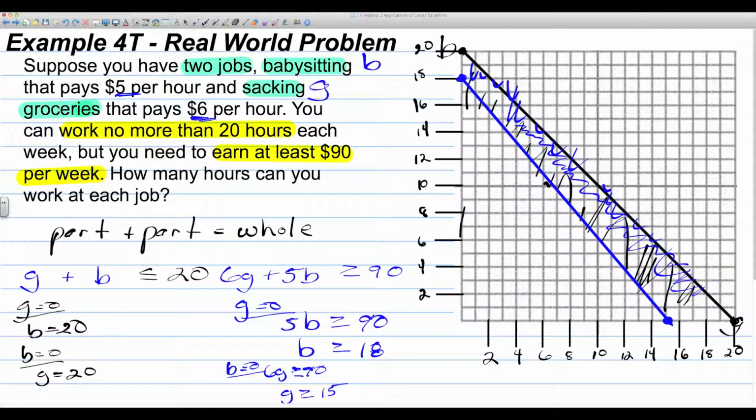So any combination of hours, and we could even say in a decimal range, it really doesn't matter, but if we keep it whole, we could figure out that when you sack groceries for 10 hours, you could work a total of babysitting for 9 hours and fulfill this requirement that you're going to make at least $90 and you're going to work no more than 20 hours a week. So anywhere on the lines or in between the lines would be an acceptable solution. How many hours can you work at each job? You have many, many different combinations that you could choose from.